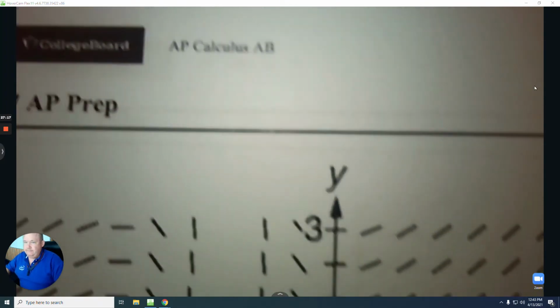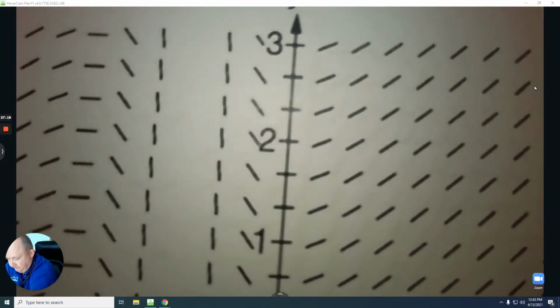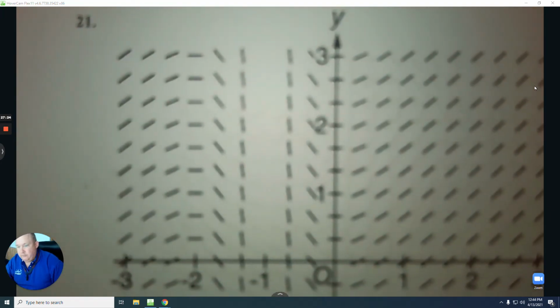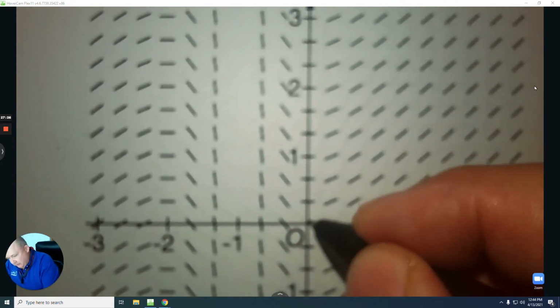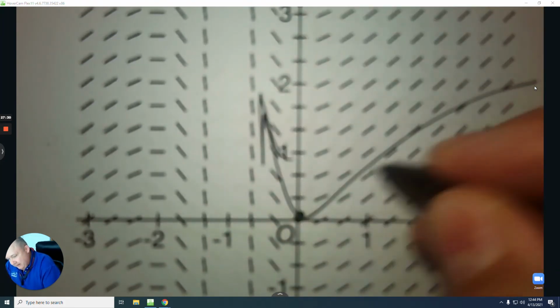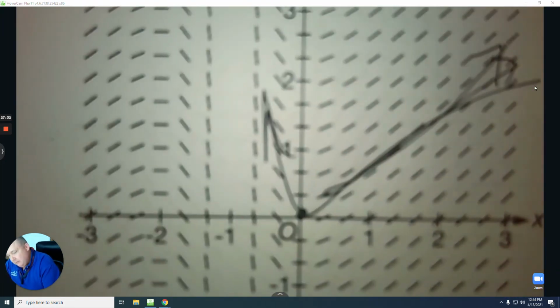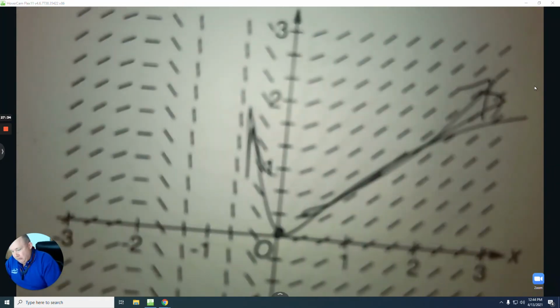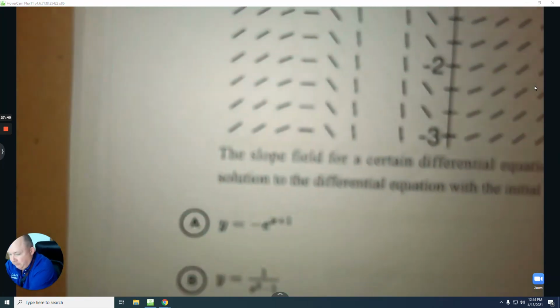Number 21, another Diffie Q, but another slope field, I mean. So for 21, 0, 0 is right here. So it goes up like this, and it goes like that. So it has that picture to it. And then y at 0 equals 0. So a couple of quick ones we can cross out.